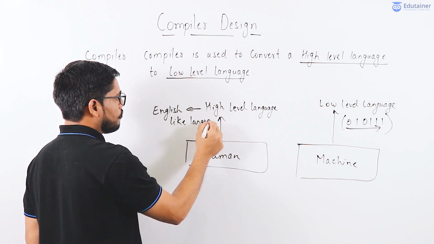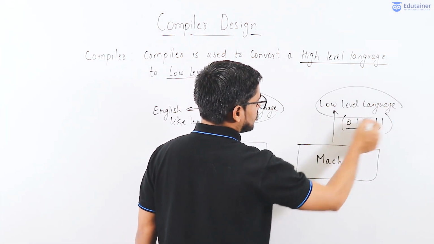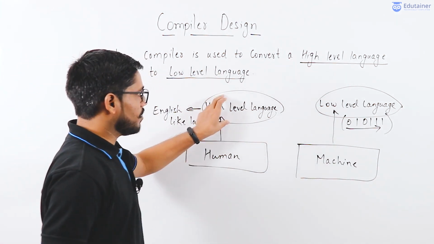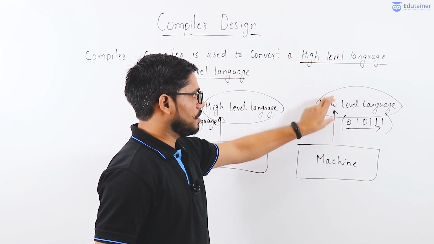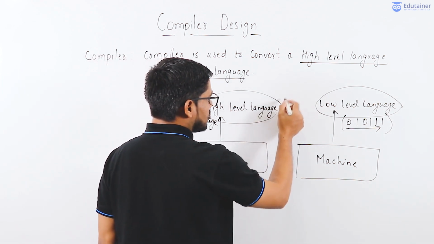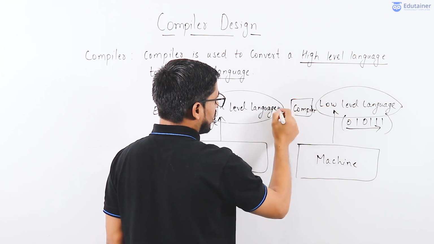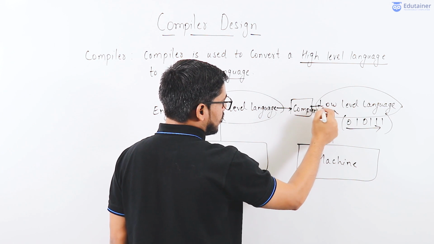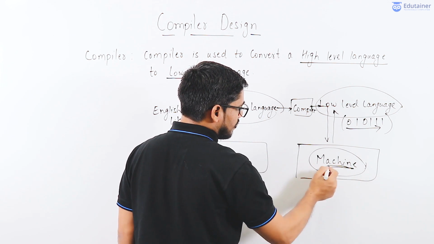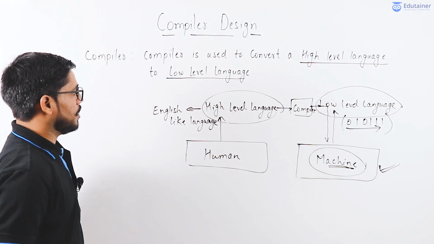So we are comfortable with high level language and the machine is comfortable with low level language. That's why we need a translator or a converter to convert the high level language to low level language, so that the machine can understand it easily. Here the translator is the compiler. The compiler converts our high level language to low level language, which is understood by the machine, and when the machine understands the low level language, it will perform the appropriate task. That's why we need compiler design.